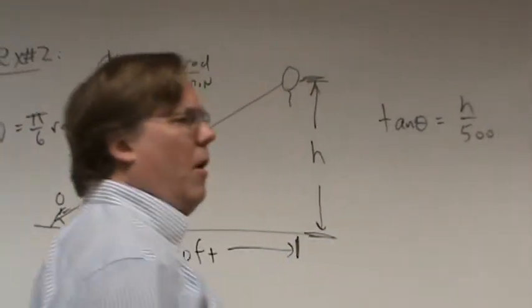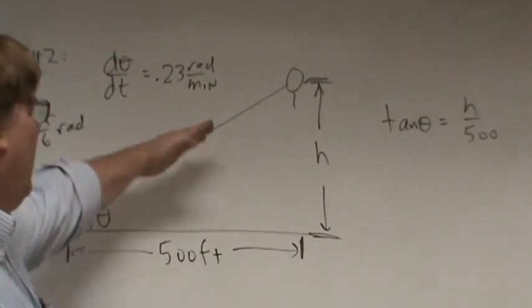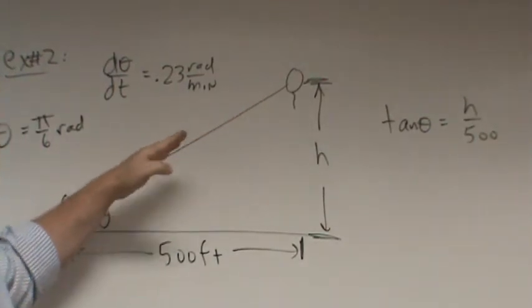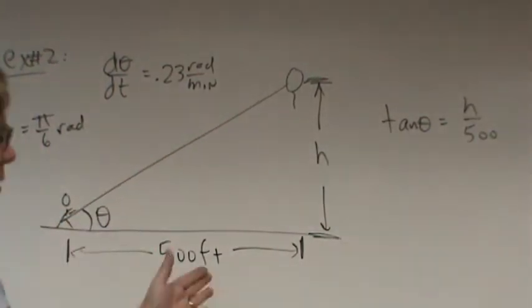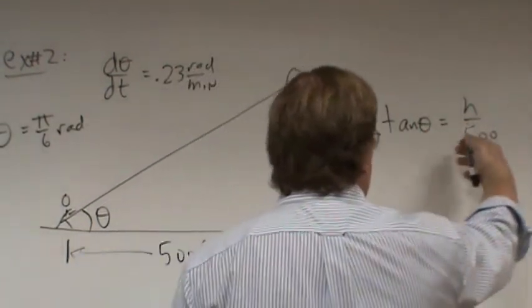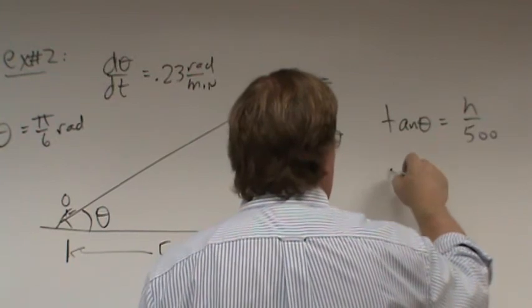Good. What if instead of this guy being 500, what if it ended up that the hypotenuse was 500? Then what would your equation have been? Sine theta. Yeah, sine theta. So you do have to look at the drawing to make this determination. Then let's go ahead and get the implicit derivative.